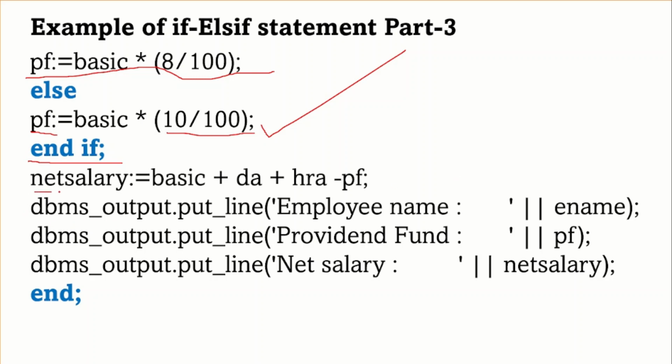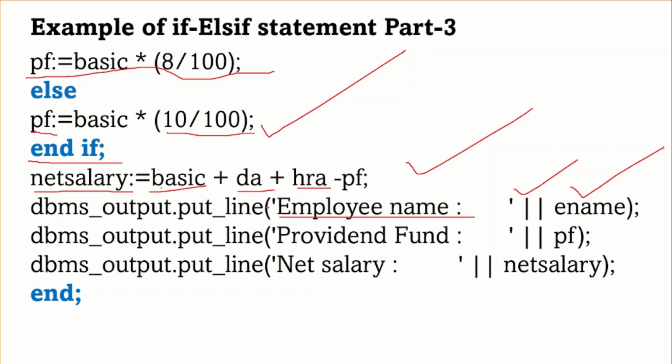So the formula of net salary is basic salary plus DA plus HRA minus PF. That will become the net salary. And here with DBMS output, you will be printing the name of the employee. That will be printed with the help of this. This is the pipe sign. This will club this comment.